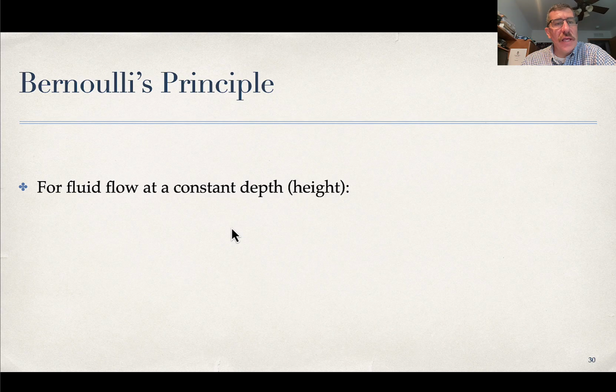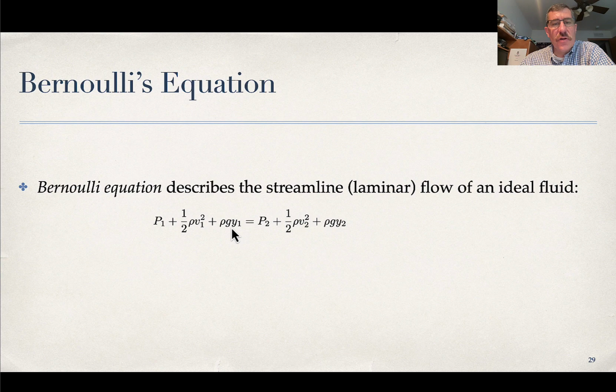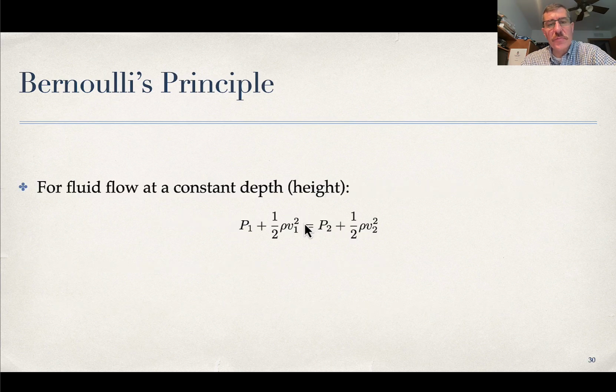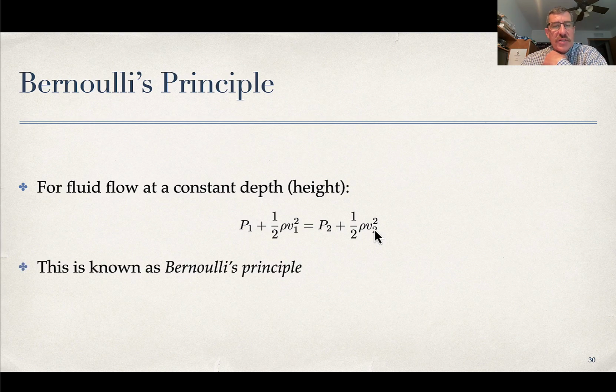Now, if we have fluid flow at a constant depth, if we go back to our equation, what happens if the height doesn't change? Effectively, y1 is exactly the same as y2. Well, what that means is we can just cancel out those terms and the equation gets a little bit simpler. So we have pressure 1 plus 1/2 rho v1 squared equals pressure 2 plus 1/2 rho v2 squared. The gravitational potential energy terms went away because our height isn't changing. And this is known as Bernoulli's principle.